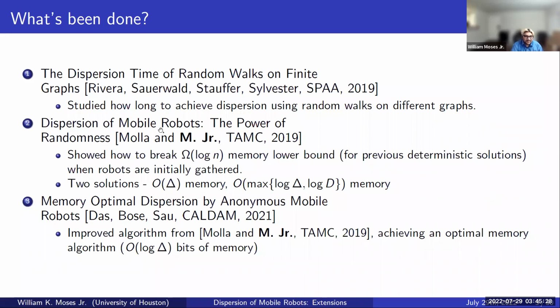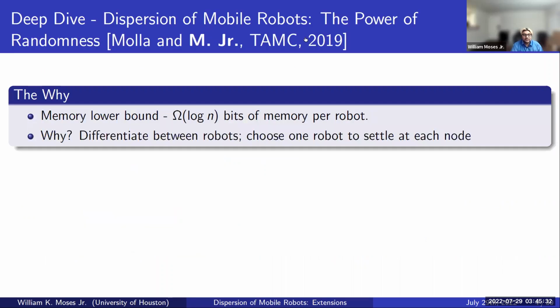Now, let's deep dive into this particular paper, the 2019 TAMSI paper. So first of all, as I mentioned before, the purpose of using randomness for us was to reduce the amount of memory needed. And why? How? Well, if you have n robots, you need log n bits of memory to differentiate between them.